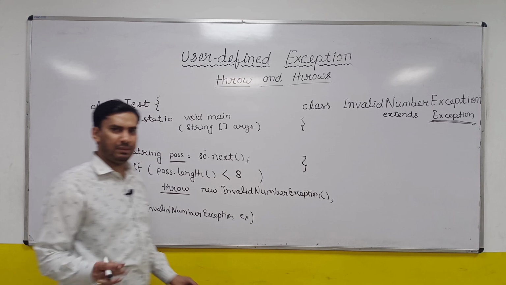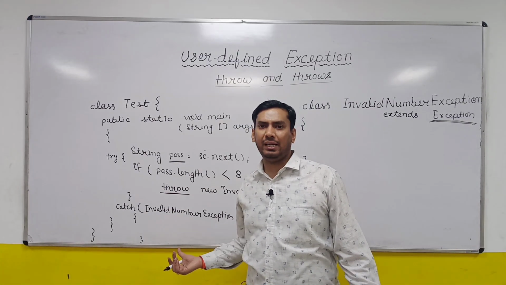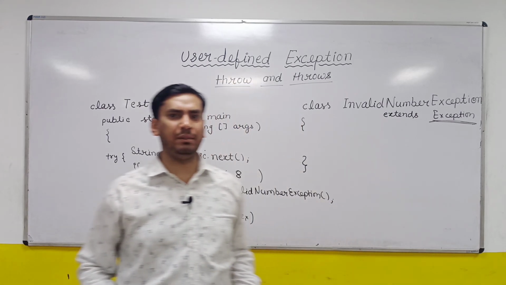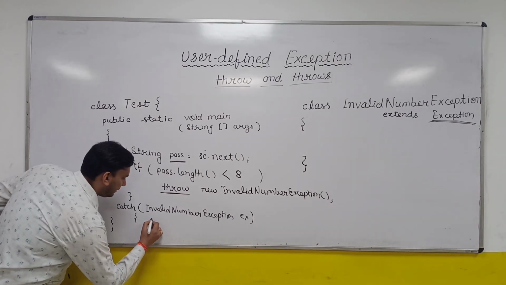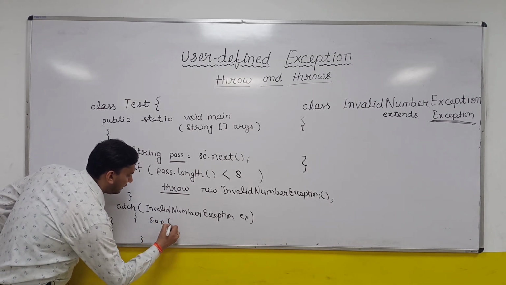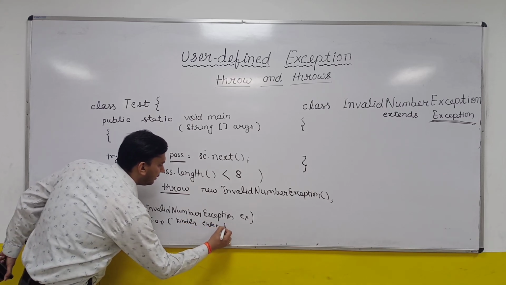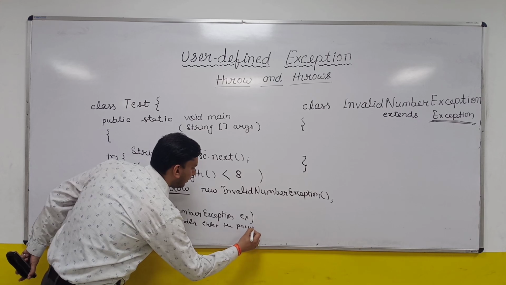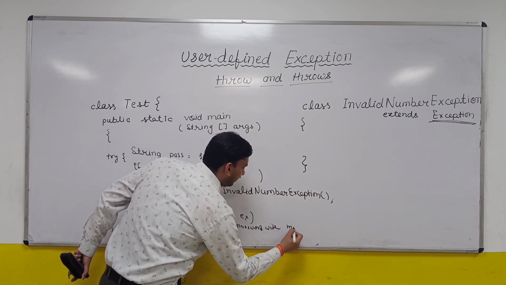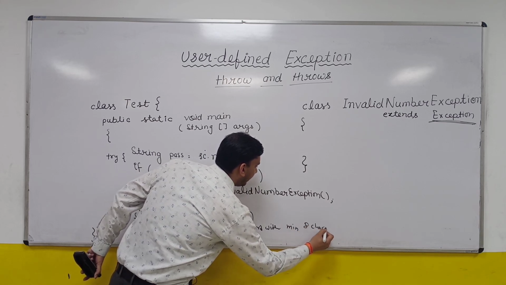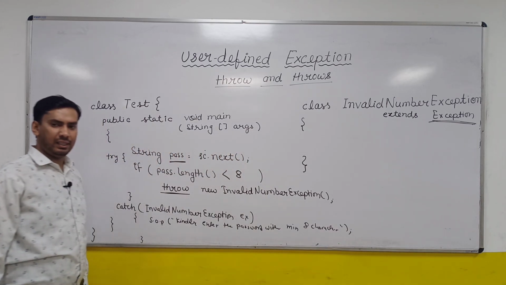So now the first thing you have done is you have prevented the abnormal termination of the program. Second thing is you can customize your message, and third thing is you can provide the plan B. So let us give some proper message. I'll give the message, okay, System.out.println: kindly enter the password with minimum 8 characters, something like this. The user can easily understand what the problem is, right?